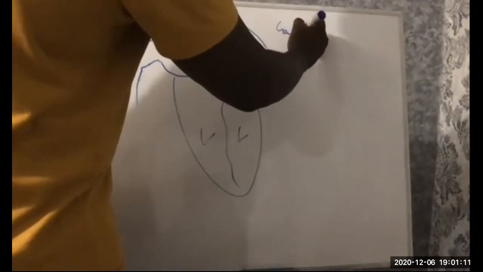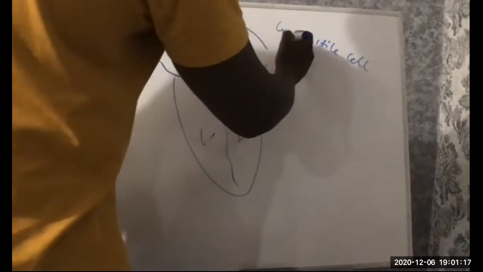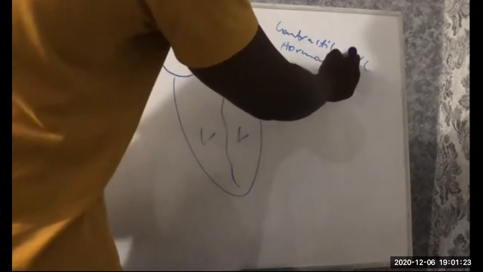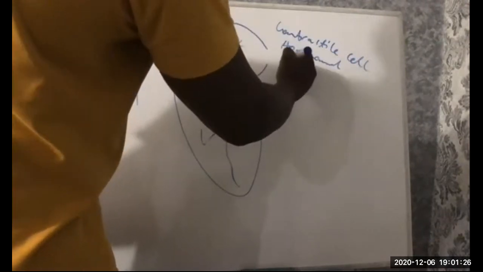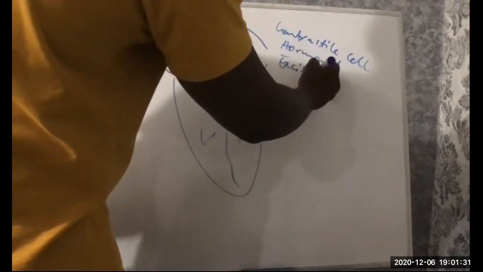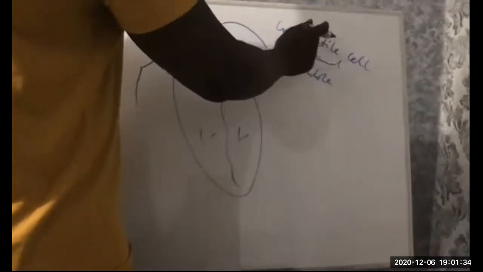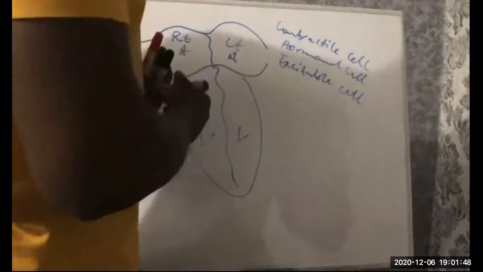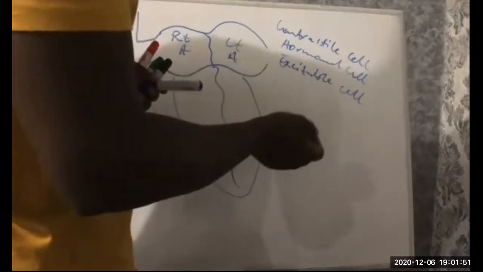Now, one is the contractile cell. We have the hormonal cell. We have the excitable cell. So the contractile cell, the hormonal cells, and they all have their special functions. Now the contractile cell is the myocardium proper, the cardiomyocyte, which helps in the contraction.